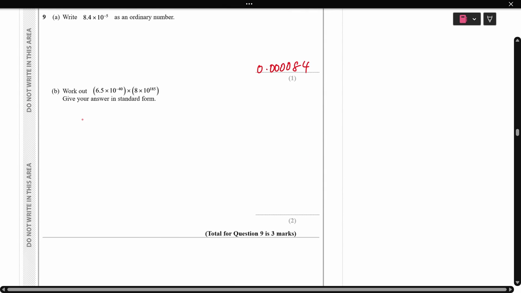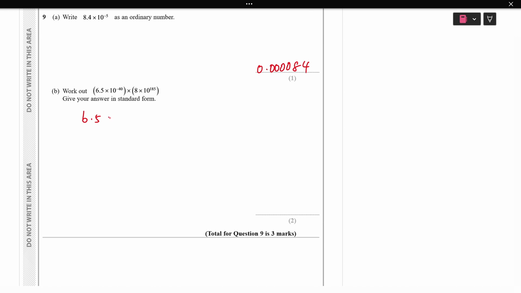Product of both. So 6.5 times 8 times 10 power minus 40 times 10 power 185. So 6.5 times 8, which is 52, times 10 power 185 minus 40, which is 145. So when you go for standard form, which is 5.2 times 10 power 146. So 5.2 times 10 power 146 is the answer.